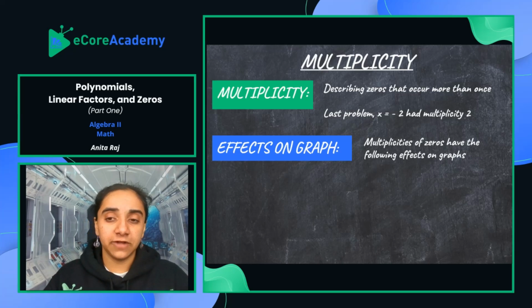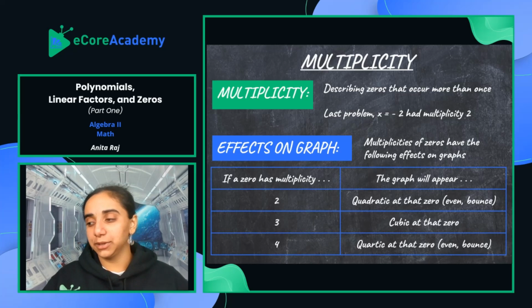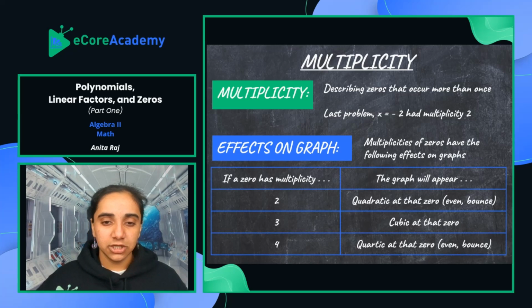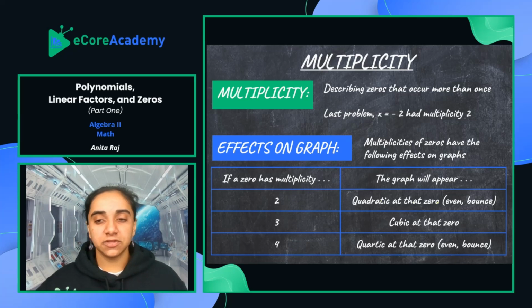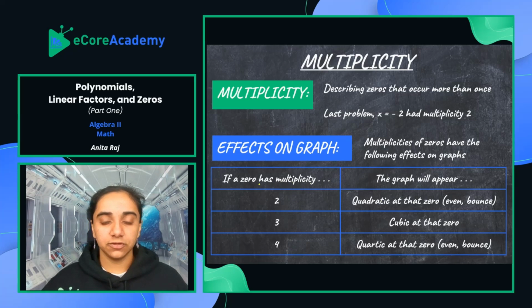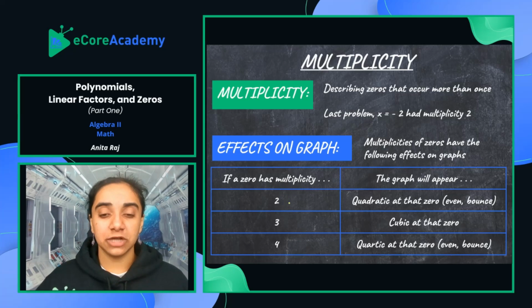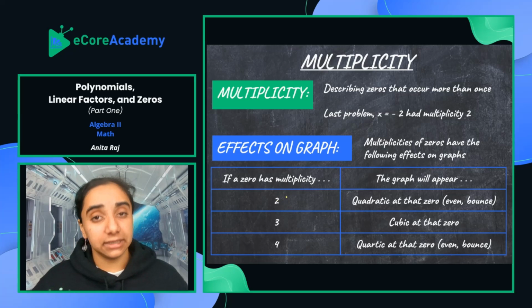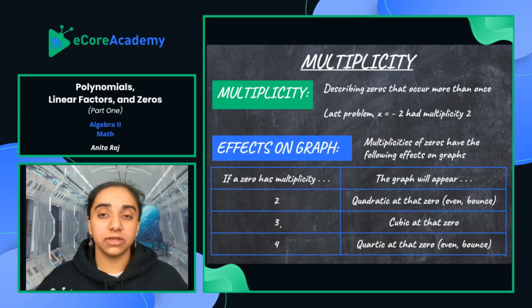Multiplicities of zeros have the following effects on graphs. So here's a little table I made to help you better understand this. If a zero has multiplicity 2, 3, 4, I just gave you scenarios. This is what it's going to look like on the graph. If a zero has multiplicity 2, that means the graph has that zero 2 times, so it crosses that zero twice, like in the last example. If the graph has a multiplicity of 3, then it hits that zero 3 times. If it has multiplicity of 4, it hits that zero 4 times. So the graph will appear quadratic at that zero. So it's going to be even and it's going to bounce.